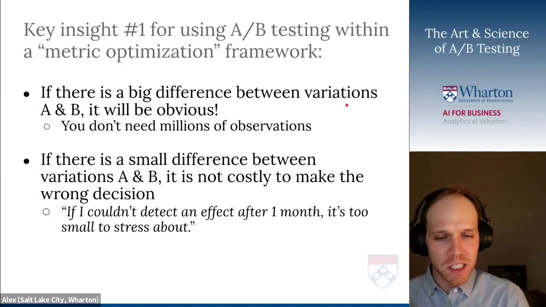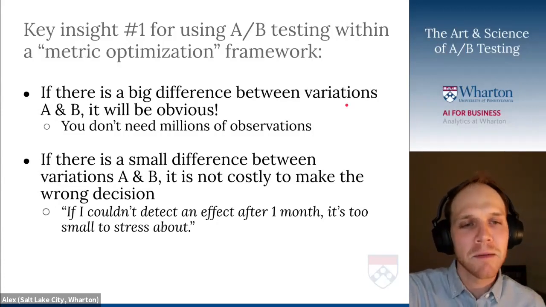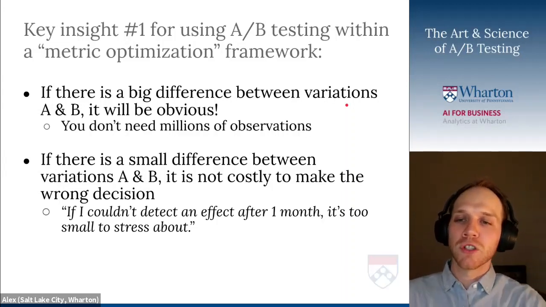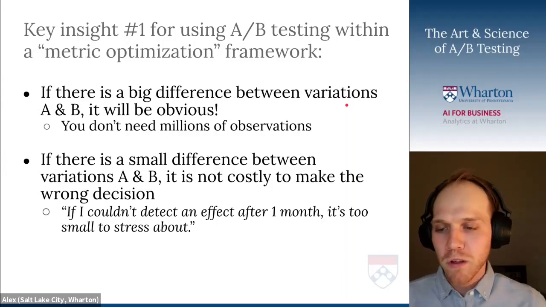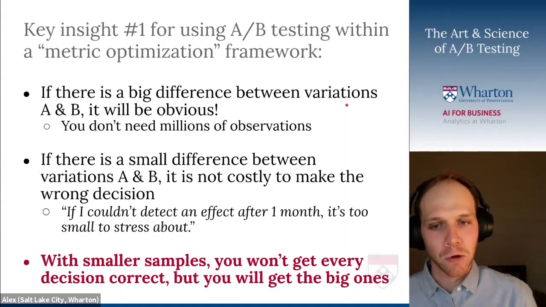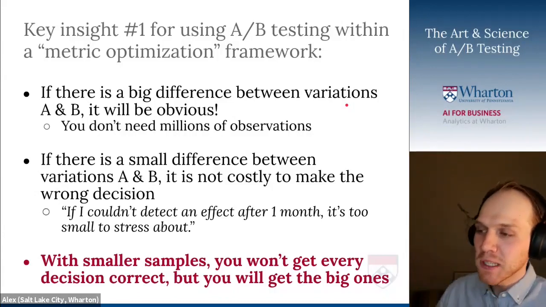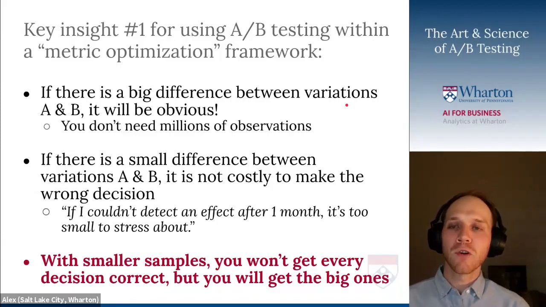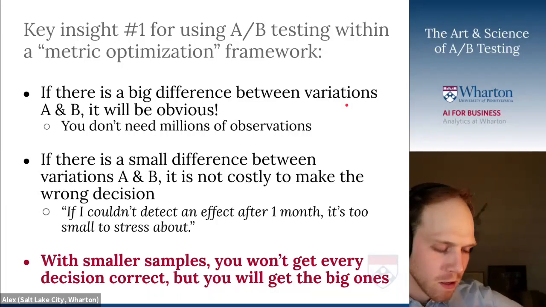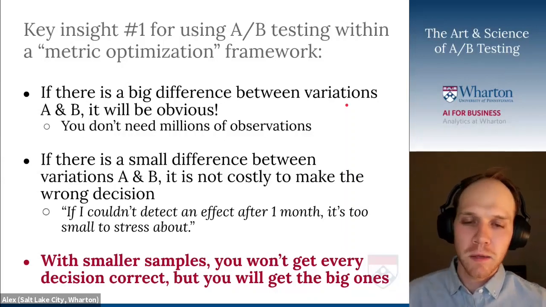So if you can't detect an effect after, let's say, running an experiment for one month, there might be an effect there, right? There's probably some difference between the versions, but if it wasn't detectable within a reasonable period of time, you can safely conclude that it's a small effect, right? Because if it were a big effect, you would have observed that difference with much less data, right? So the key insight here is that with smaller samples, you're not going to get every decision correct, but that's okay because you will get the big ones correct, right? It's easy to detect big effect sizes, so it's okay if you get the experiments with smaller effects wrong, or make some wrong decisions in that case, as long as you get the big decisions correct, right?